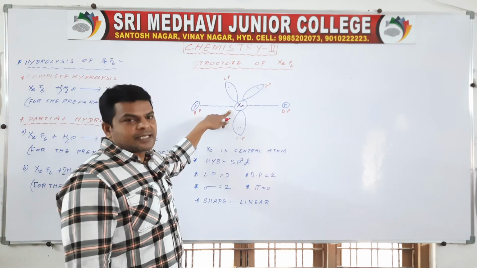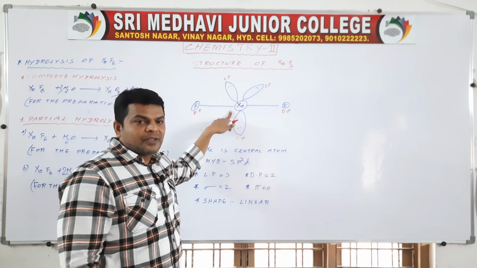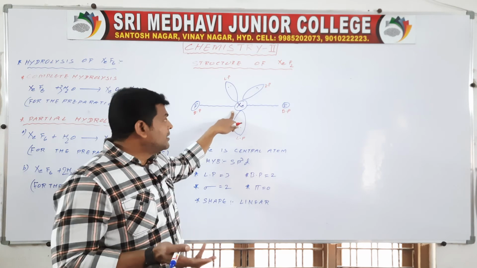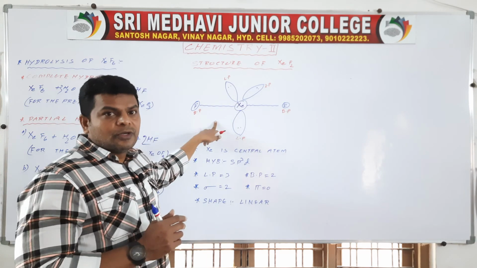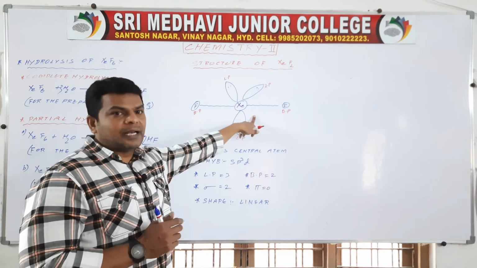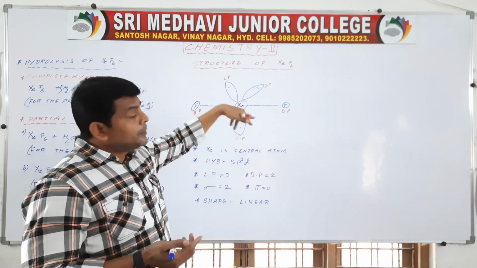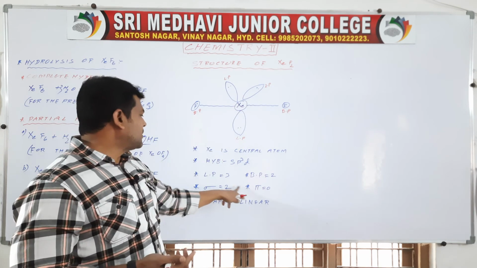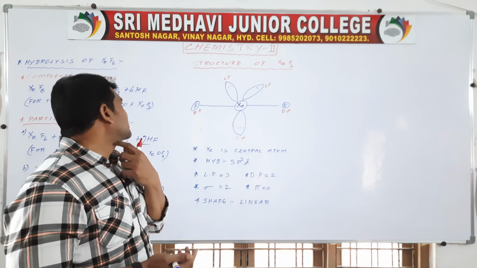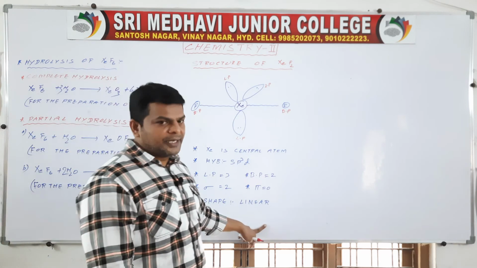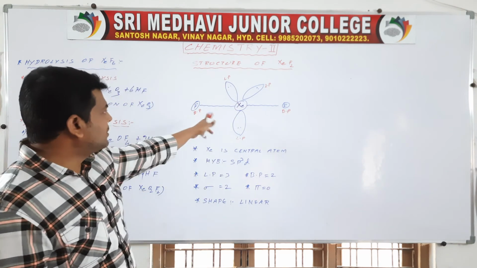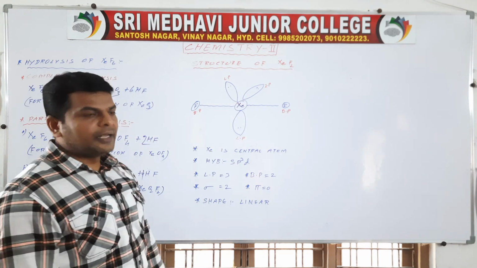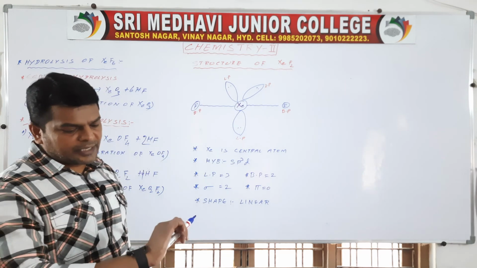Okay. So xenon is the central atom which undergoes sp3d hybridization, which has 3 lone pairs and 2 unpaired electrons. These unpaired electrons overlap with the p orbital of F, which forms 2 sigma bonds. So shape of the molecule is linear. Bond angle you may take as nearly 180. Linear means nearly 180. It is the structure of XeF2.